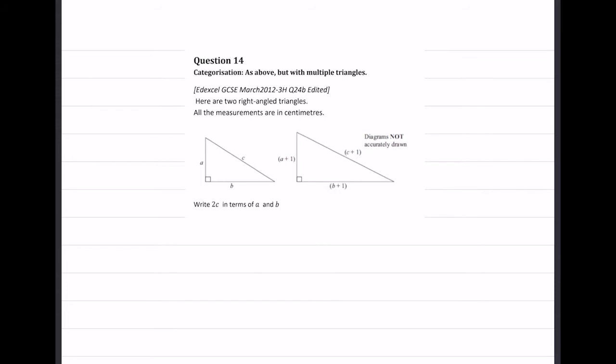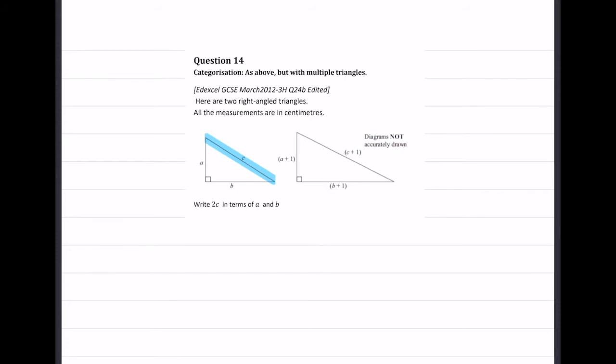So we want 2c in the form of a and b, which means that we need to work with the two triangles separately. So if we work with the first triangle, we can get it in the form of c squared. So we can isolate the hypotenuse to make it c squared. So once we have c squared, we can then work in the second triangle, and we can put whatever we've determined for c squared in place of the second triangle where we see the c.